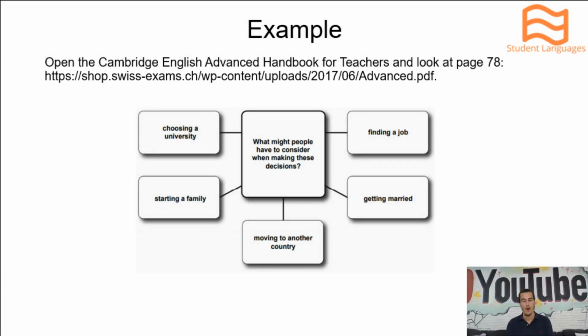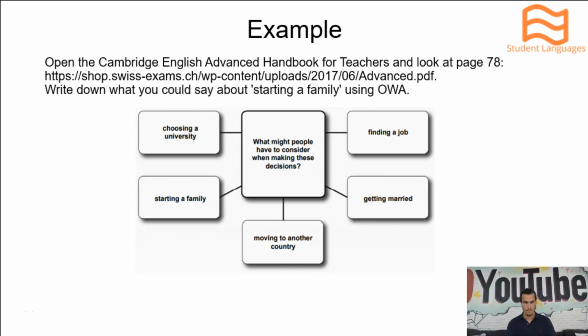And the question is, what might people have to consider when making these decisions? What do people have to consider when making these decisions? Finding a job, getting married, moving to another country, starting a family, choosing a university. Those are the 5 prompts for this one key question. Now, what you should do is write down what you could say about starting a family, for example, using opinion, why, and ask.